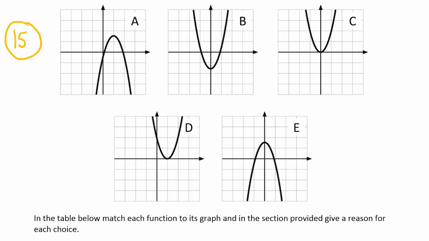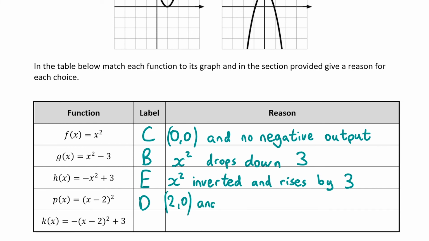So we can tell that D suits both of these points, as (2, 0) is on D, and it is like x squared, however it has moved to the right, and that must be to the right 2 steps. So therefore we can say that p(x) is equal to D, as x squared moves to the right by 2, and (2, 0) is also on the function.